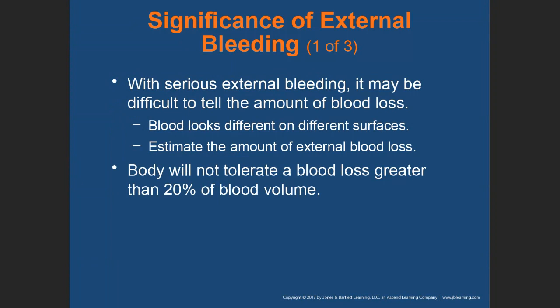Significance of external bleeding. With serious external bleeding, it may be difficult to tell the amount of blood loss. The blood looks different on different surfaces. Estimate the amount of external blood loss, and if you see blood spurting, that can be significant. If you see the body part in a pool of blood, that can be considered significant. If the clothing looks like it's soaked in blood, that should be considered significant. The body will not tolerate a blood loss greater than 20% of its blood volume.